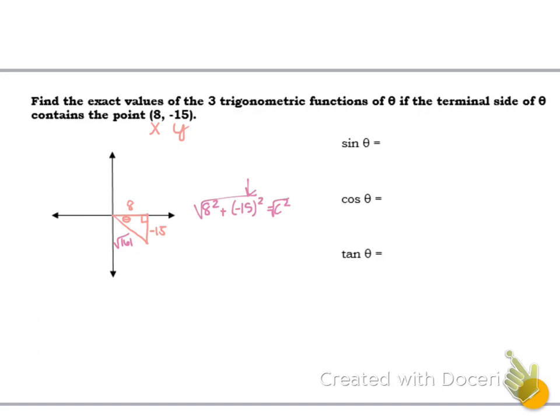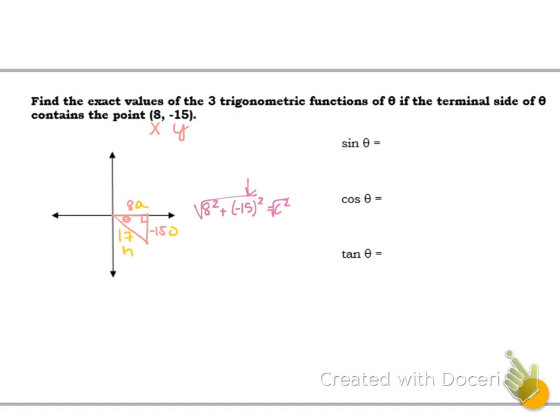Okay, so if I label my sides, I've got my opposite, my adjacent, and my hypotenuse. So my sine is O then H, so negative 15 over the square root of 161. Just kidding, I did my math wrong. That was the square root of 289, which gives me 17. Let's put a little 17 in there.